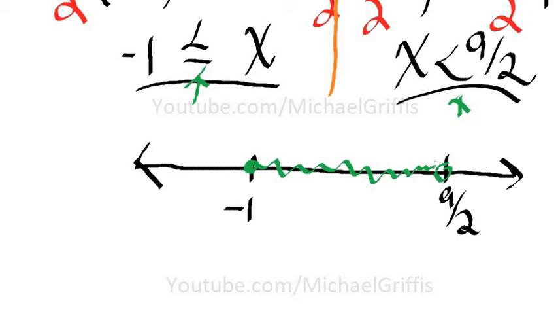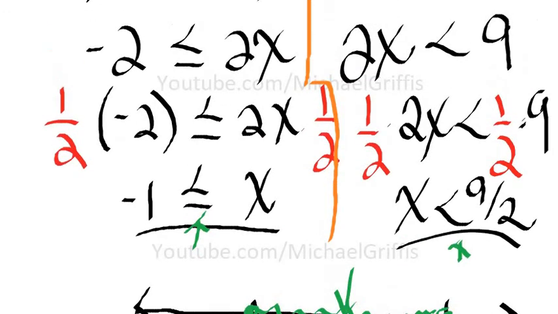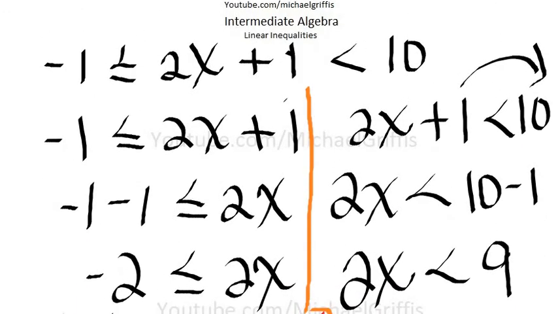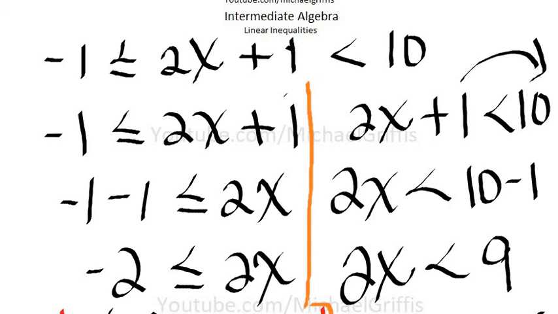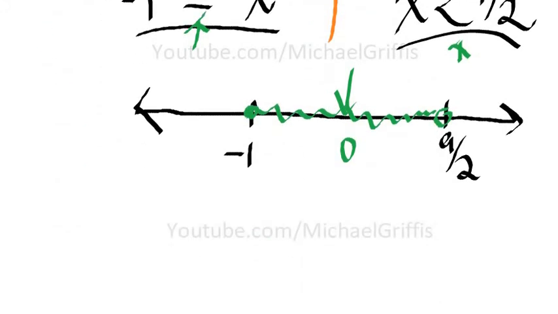You can pick a number in here, for example 0, and plug it into our original inequality. If we plug 0 in for x, you would see that this makes a true statement. 2 times 0 is 0, and we're left with just 1. Is 1 greater than or equal to negative 1? Yes. And 1 is less than 10. See? Pretty simple stuff.